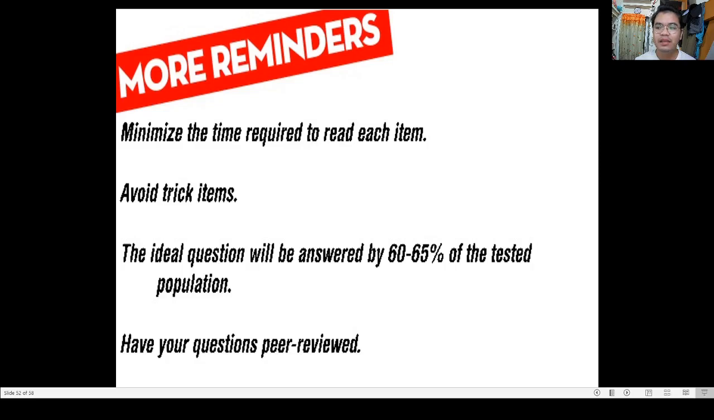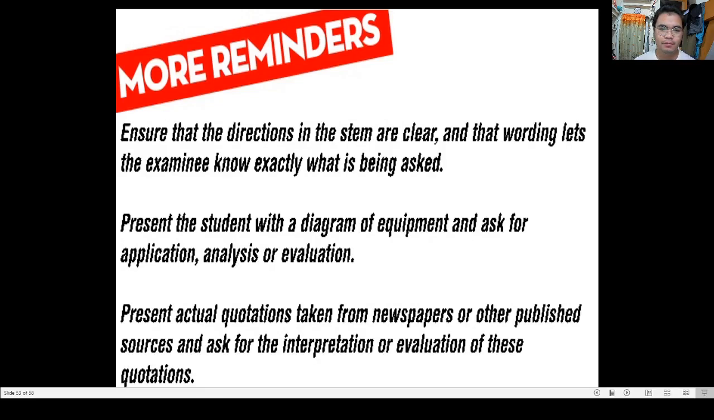And have your questions peer-reviewed. In many cases, teachers share their test questions. They divide the work, for example, you take the first periodic, I take the second periodic. Ensure that the directions are clear. Don't be long-winded. Make sure that the directions are understandable and clear. Present the student with a diagram of equipment and ask for application, analysis, or evaluation. Present actual quotations taken from newspapers or other published sources when you need to.